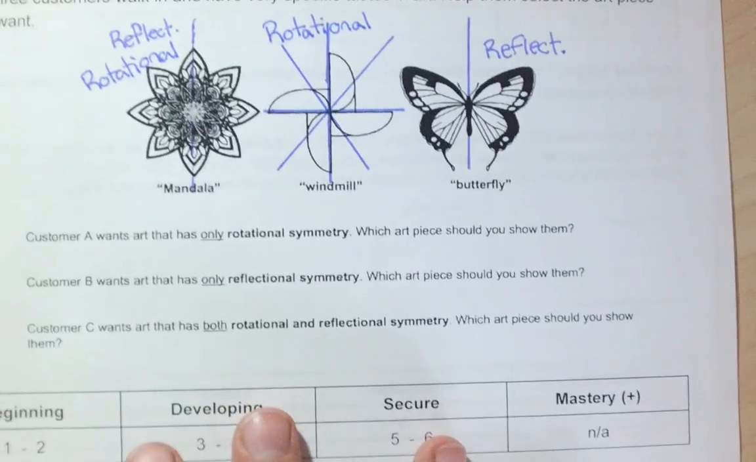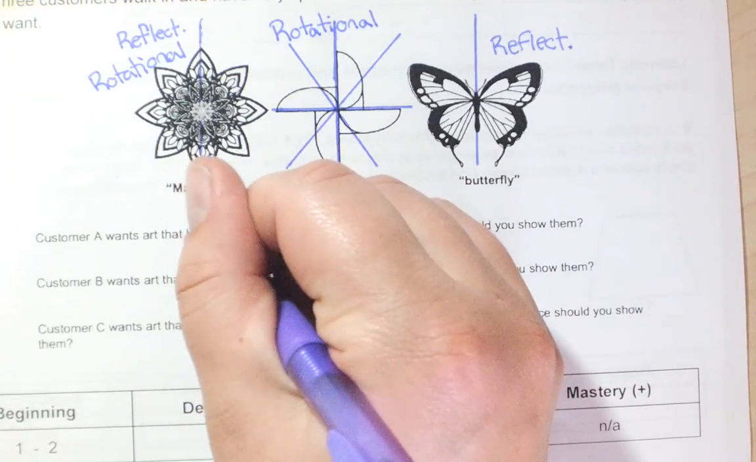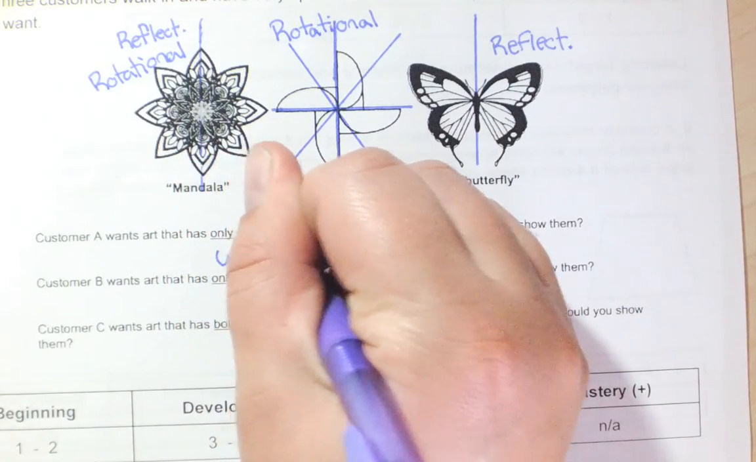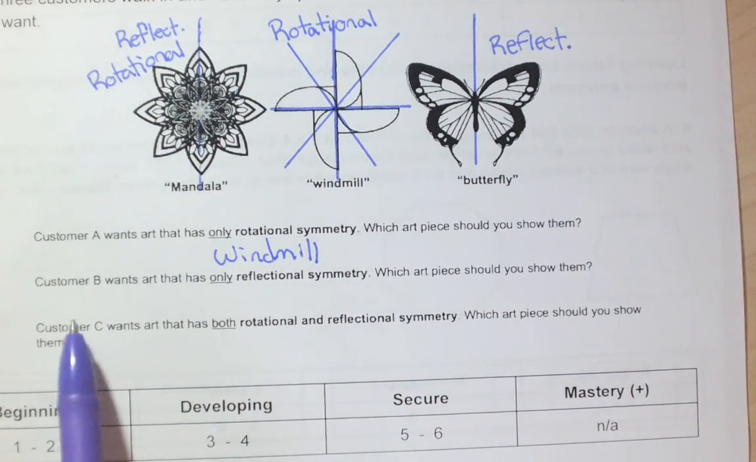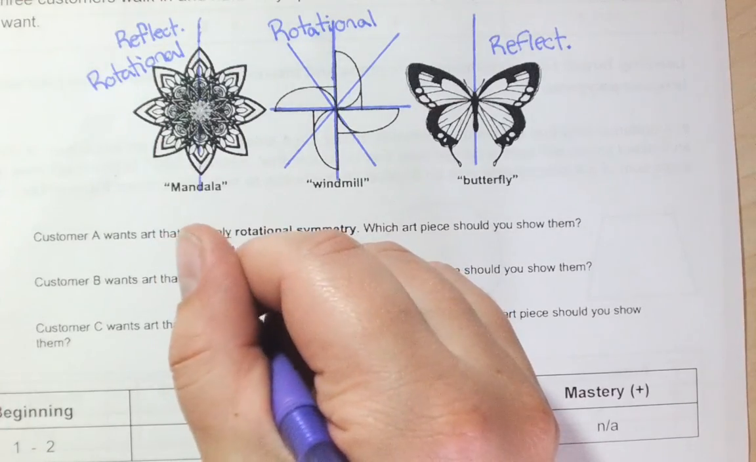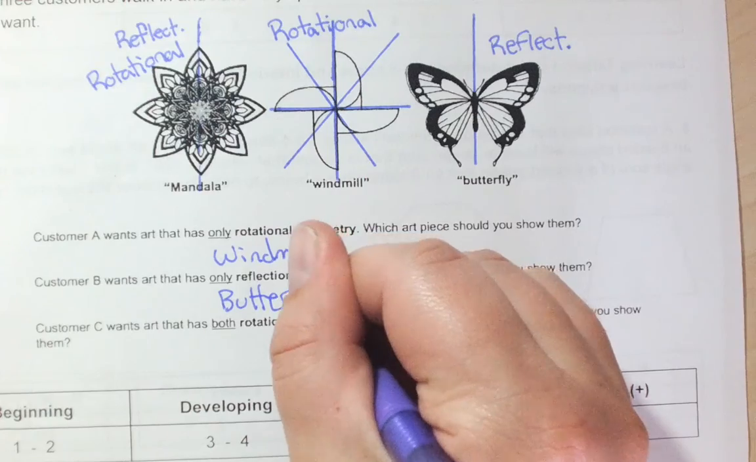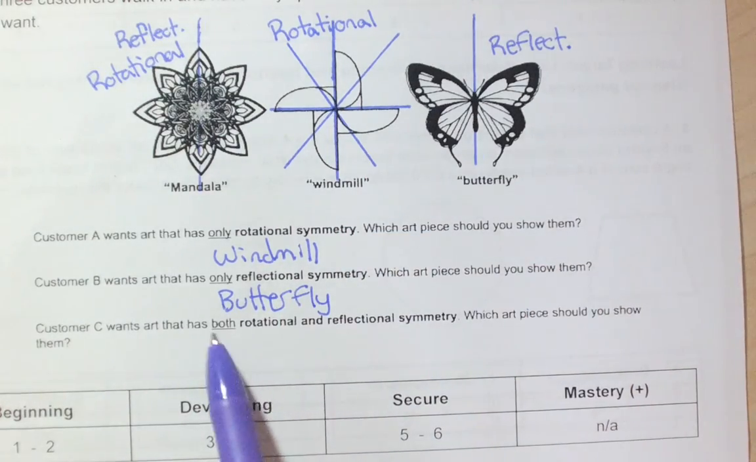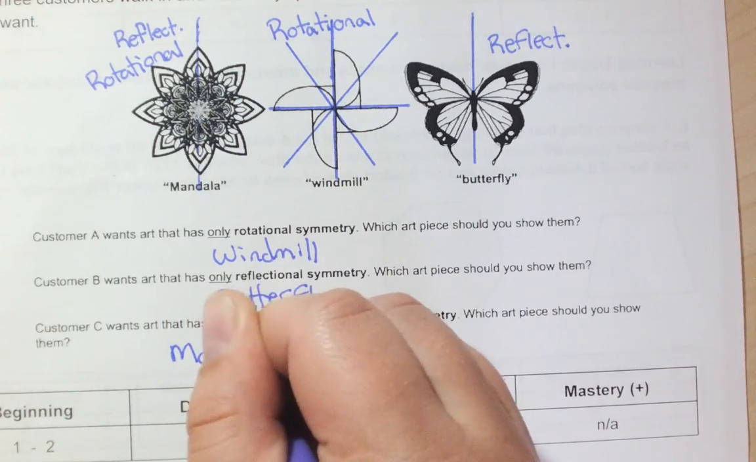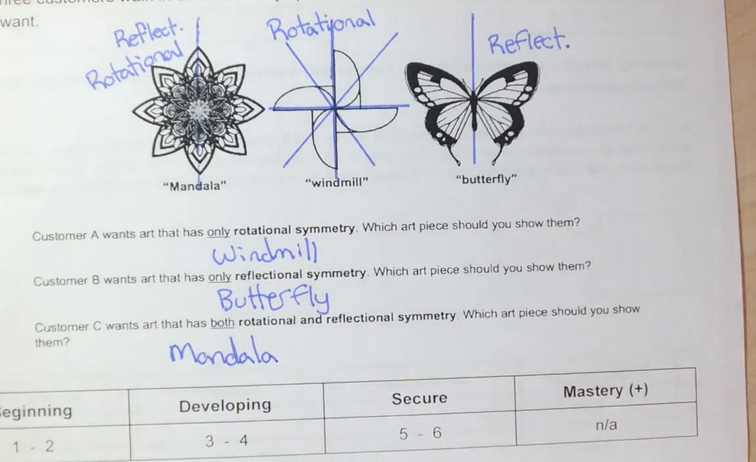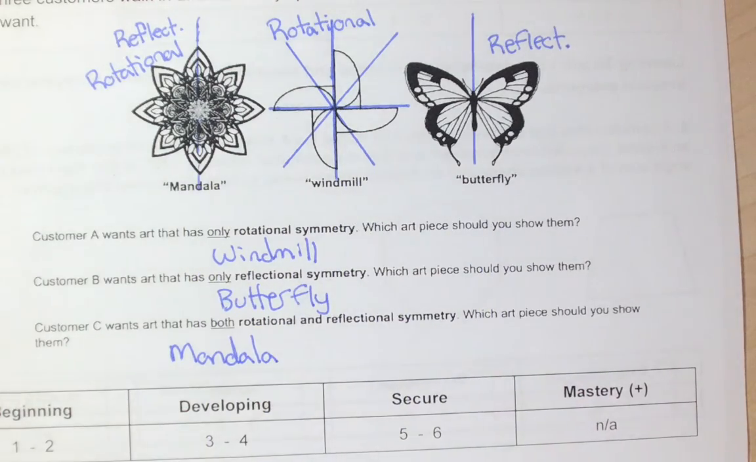So to answer the question below, if I were showing customer A, I would only show them the windmill because they wanted just rotational symmetry. Customer B only wants reflectional, so they would see the butterfly. And because customer C wants both, I would show them the mandala. And that's how you determine reflectional and rotational symmetry.